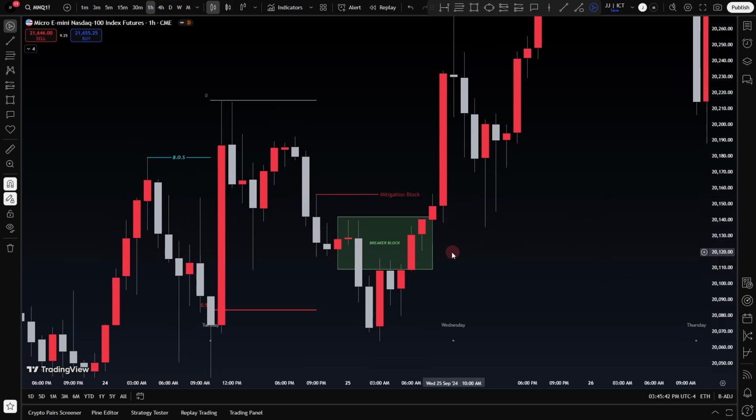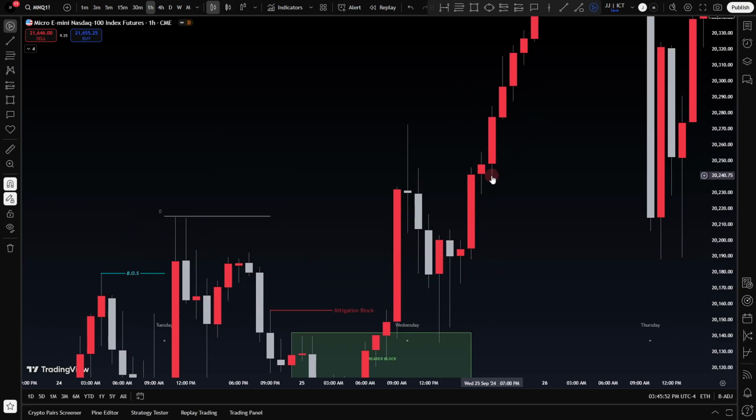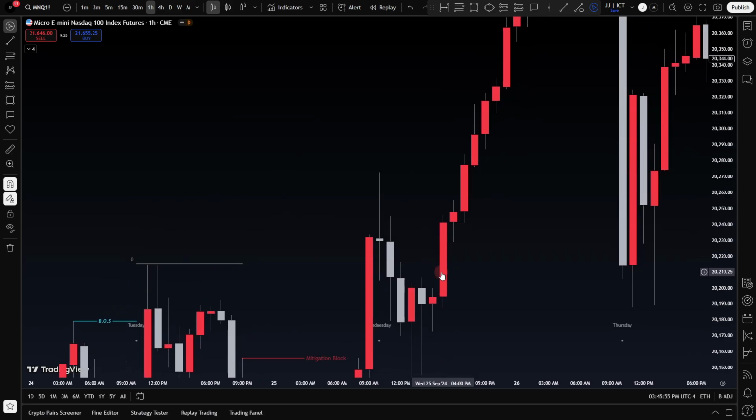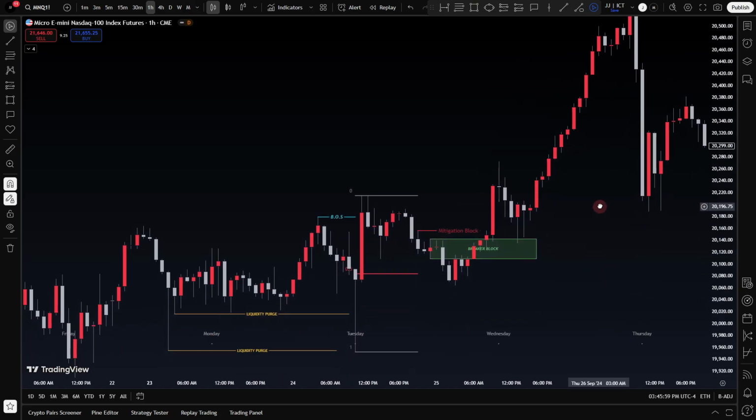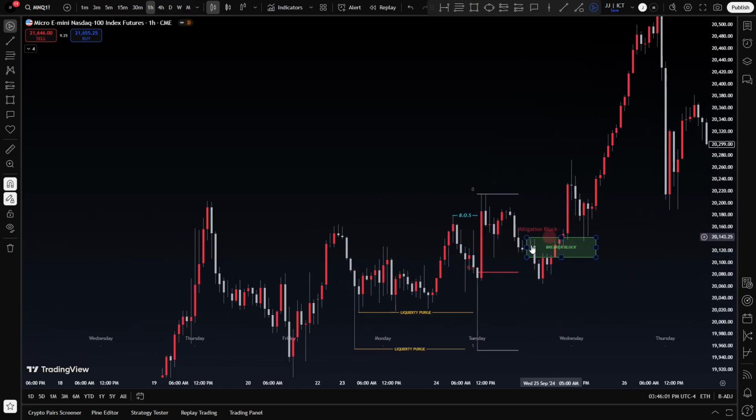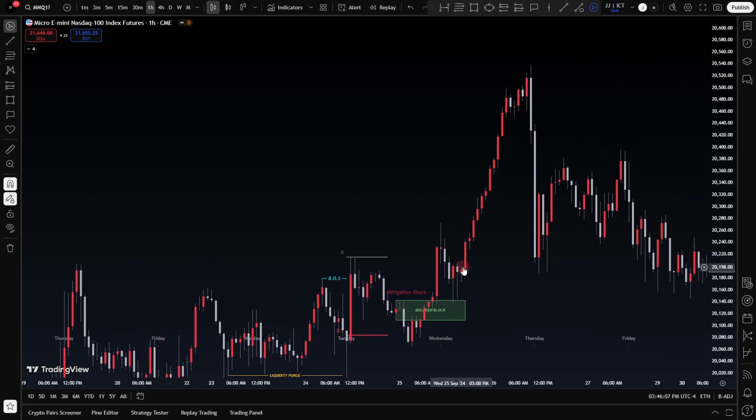But we tap this breaker once more during, what time is this? During the lunch macro. So we retrace during the lunch macro to continue higher, in which we do. And even after the market closes, we still keep rallying and keep rallying and keep rallying. Why do we do this? Because all of this was just initializing the buy side order flow. We didn't really deliver it. We didn't deliver the buy side. So price is going to deliver the buy side.